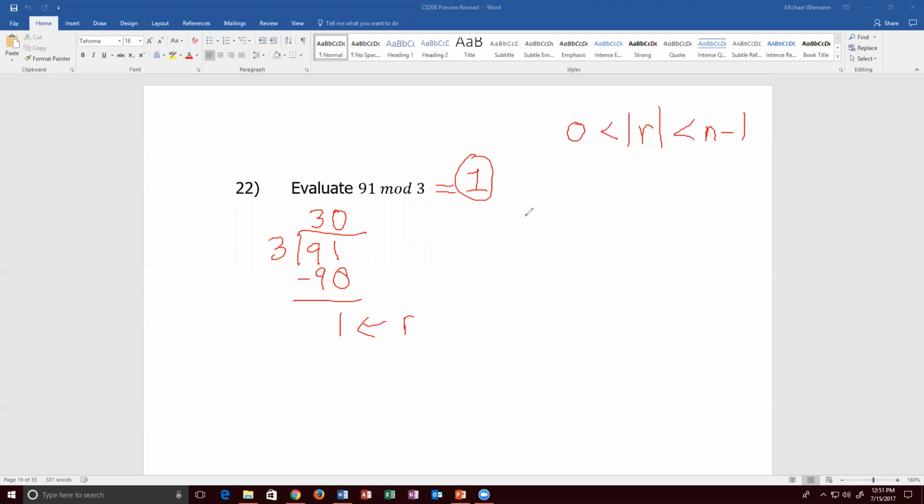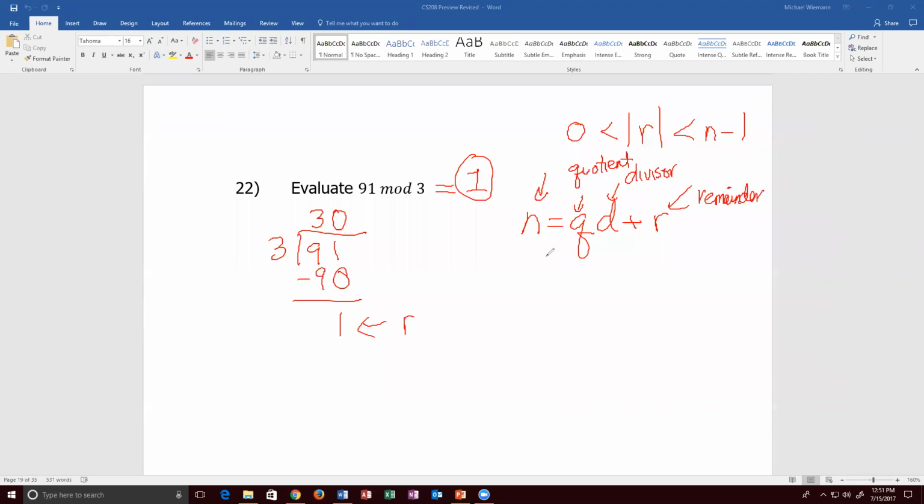The other way we could have done this is by the division algorithm that states n equals qd plus r. N is your initial value you're starting with. Q is referred to as your quotient. D is your divisor. And r is your corresponding remainder.